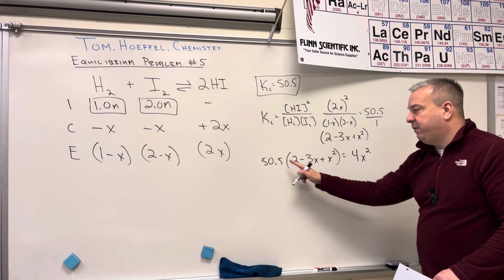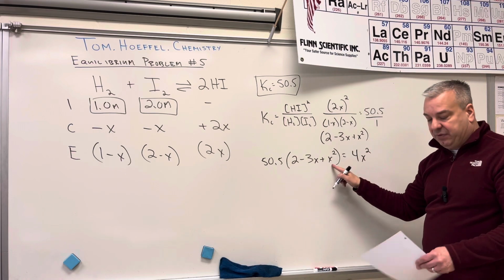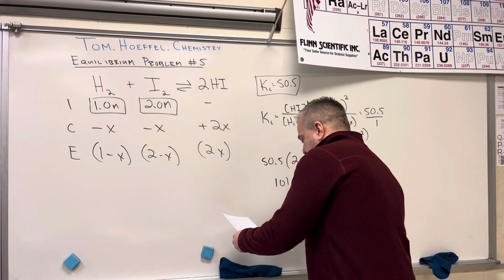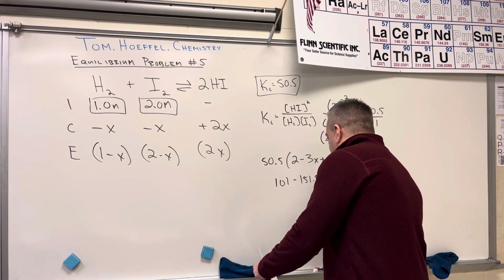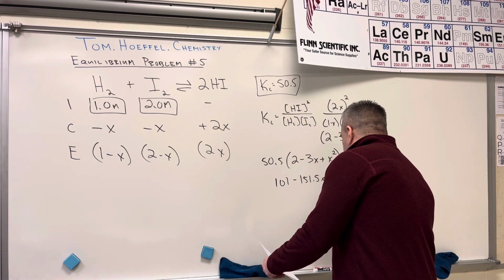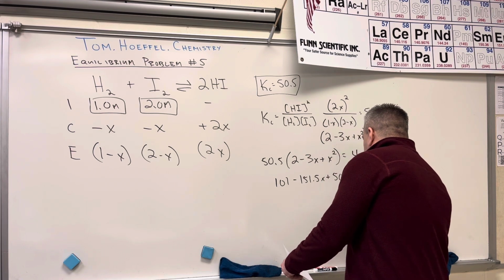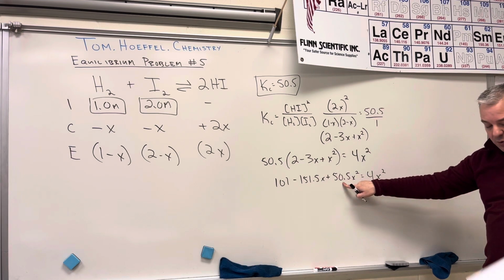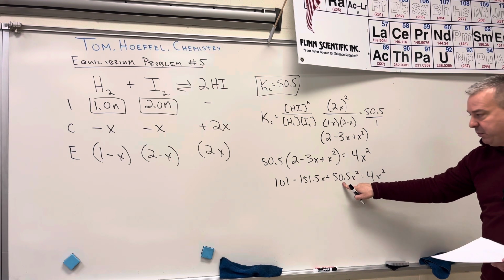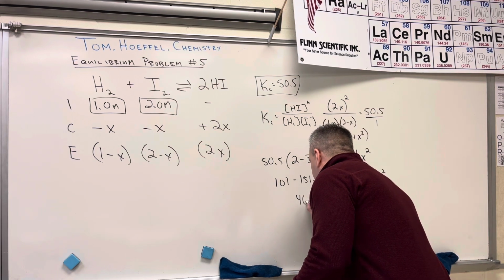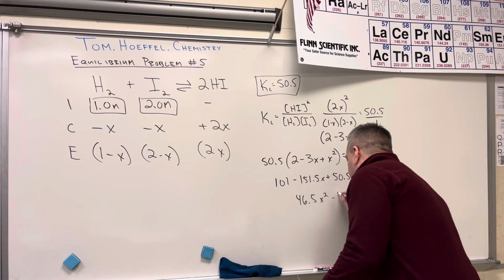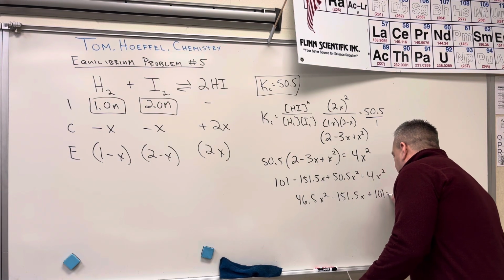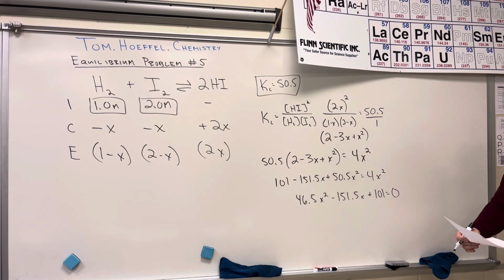I'm going to distribute the 50.5 throughout this term, so it becomes 101 minus 151.5x plus 50.5x squared is equal to 4x squared. I'm going to bring the 4x squared over here, so this ends up being 46.5x squared. And then just put everything else into a situation that looks like it can be used for the quadratic equation.